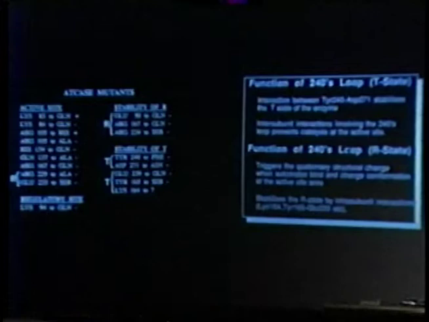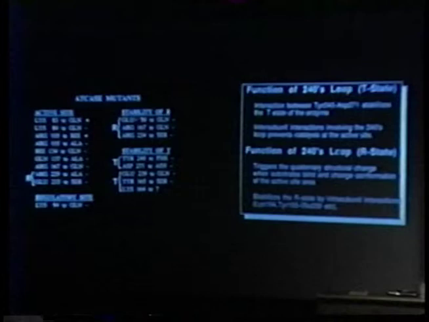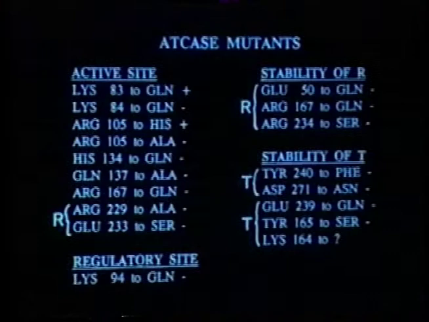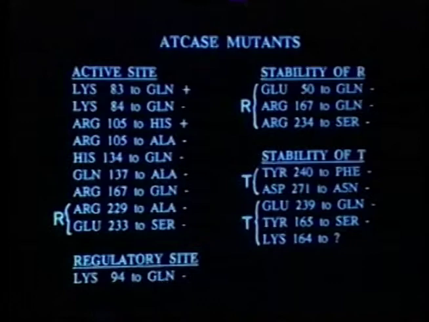For the stability of the R form, the other salt links that I didn't point out on the slide are 50, 167, 234. When each of that set of salt links is not present in the T form, and when each of these is modified, the activity goes way down. Those are the genetic modifications. These all have been done in the laboratory of one of my former students, Evan Kantrowitz at Boston College, and we are doing the structure work, and that's been a cooperative effort for some time now.